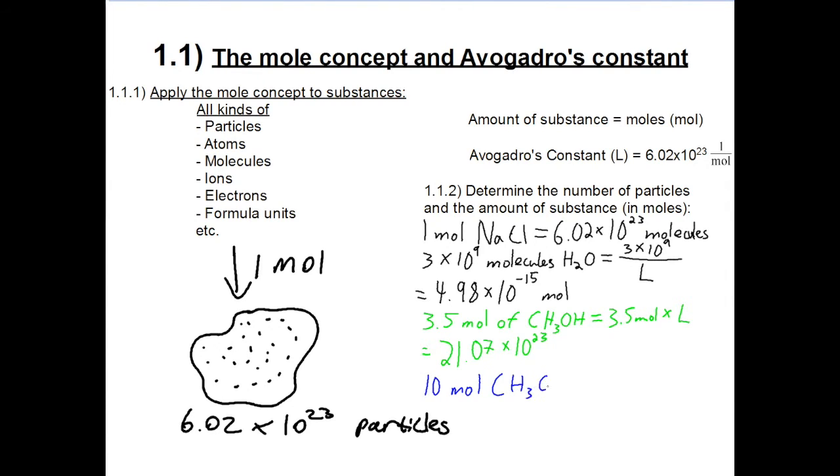And the fourth example is if you have 10 moles of acetic acid, that will be equal to 10 moles times 4 times Avogadro's constant, and it's 4 because there are 4 hydrogens, and that will be equal to 2.41 times 10 to the power of 25 hydrogen atoms.